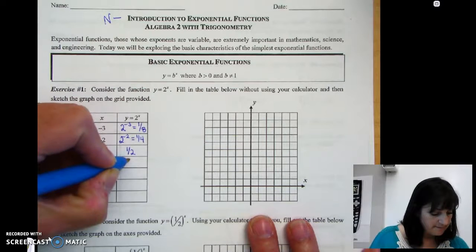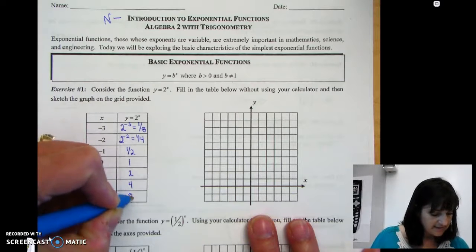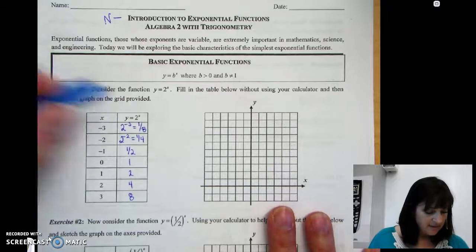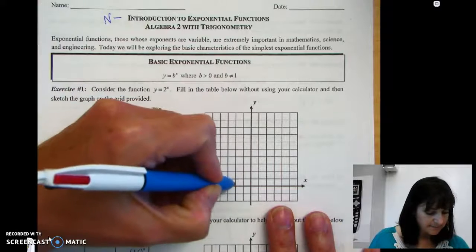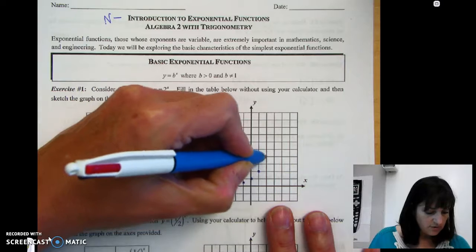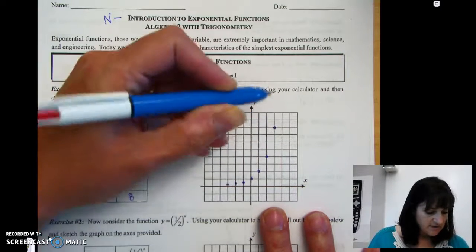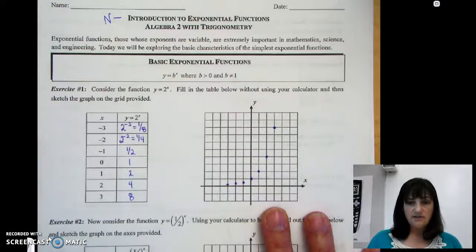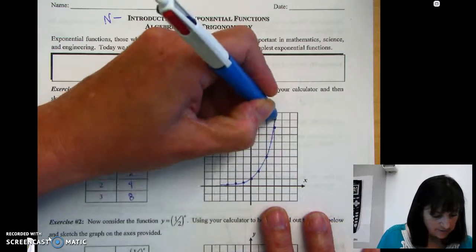Anything to the 0 power is 1. 2 to the 1 is 2. 2 squared, 4. 2 cubed is 8. So now I'm going to plot these ordered pairs over here to construct the graph of the function y equals 2 to the x. So when you go to -3, 1/8, that's going to be really close to the horizontal axis. -2 will be at about 1/4, then 1/2, then 1, 2, 4, and 8. One of the things to notice as you're graphing this is each time we go over 1, we're doubling the y value. So this is getting that exponential growth curve going that you studied last year in Algebra 2.